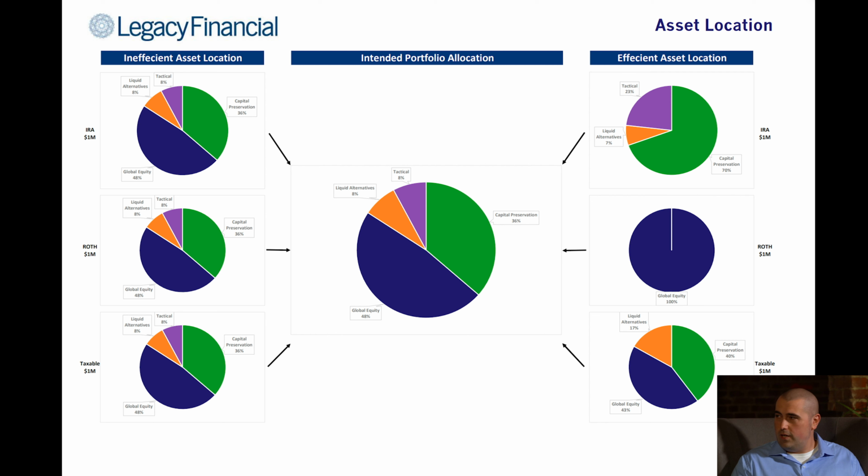Under the asset location approach, what we're going to do is take the most tax inefficient assets, get those out of the taxable account, and make sure those are allocated to the IRA. Take your more growth oriented holdings and put those in the Roth IRA, and then use the most tax efficient assets in the taxable account. It's a little more complex.